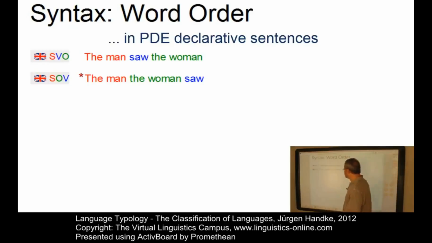SOV, by contrast, is impossible in present-day English. So the man the woman saw is absolutely impossible. There's no sentence in present-day English which can exhibit the SOV structure.